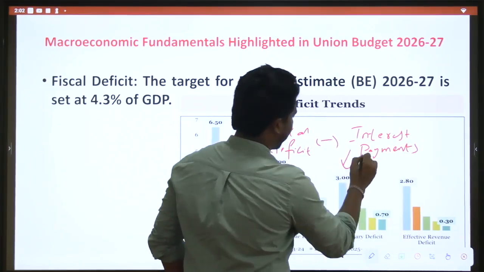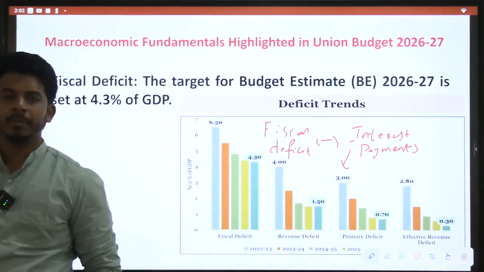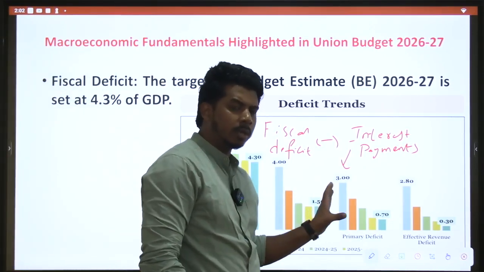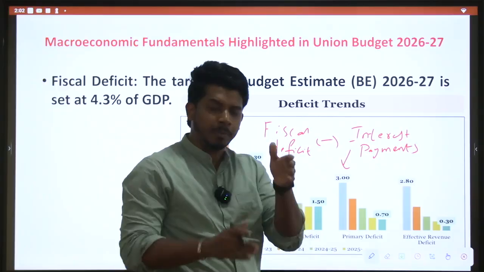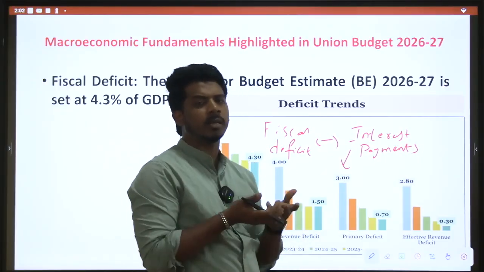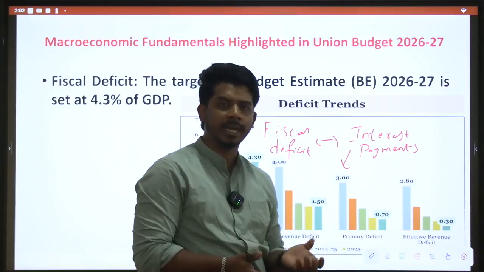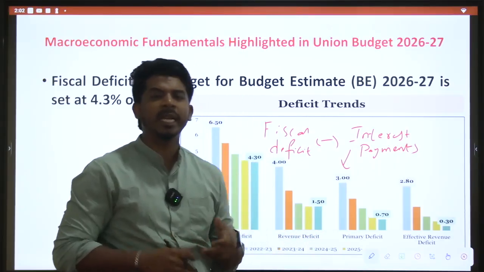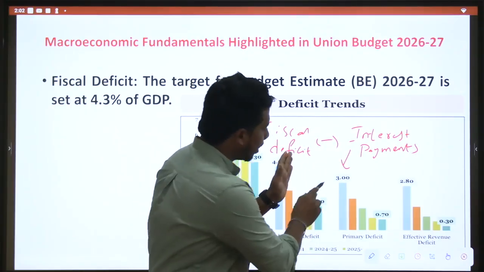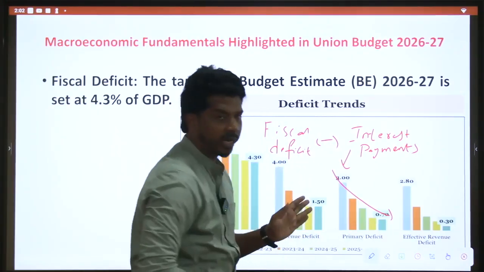Interest payment. It is the primary deficit. It is the actual deficit. It is a better indication of what the present government is doing, because past interest payment is not in its hands. Those loans were already taken. We need to pay them to maintain our credibility. Then the primary deficit is also continuously falling for the past 5 financial years.